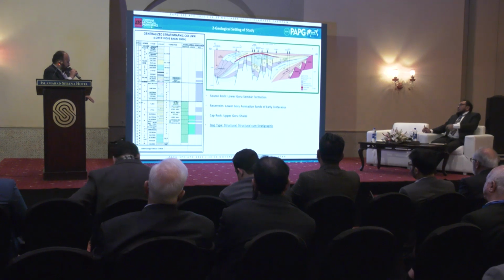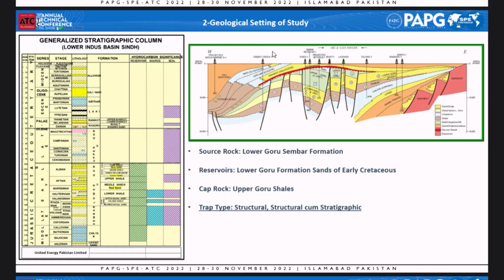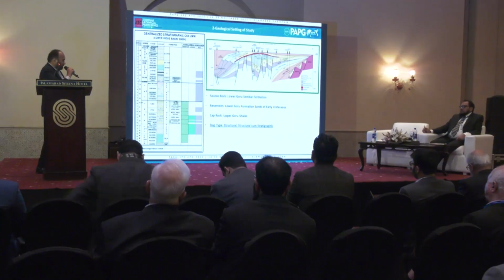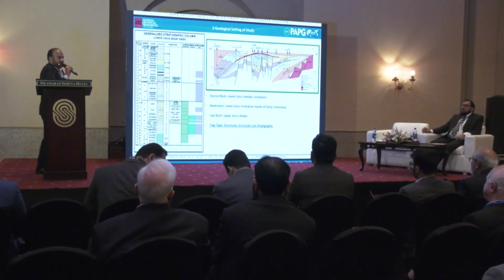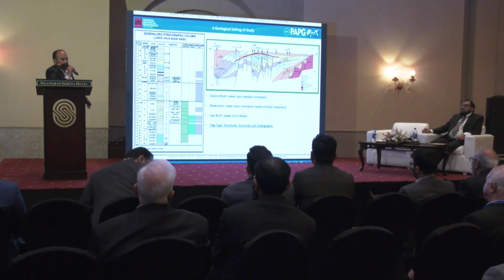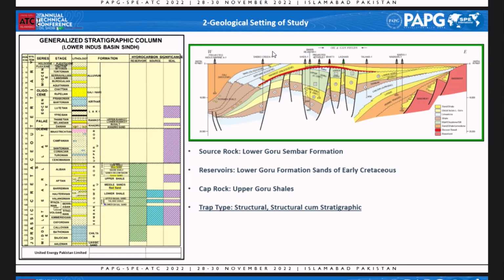Then above that is the middle sands package, and above it a thick shale package is present. Then above that there is also a sand shale sequence, which is also acting as a reservoir. Above that, the later part of the Goru formation consists of shales, which are acting as a cap rock for these lower reservoirs.